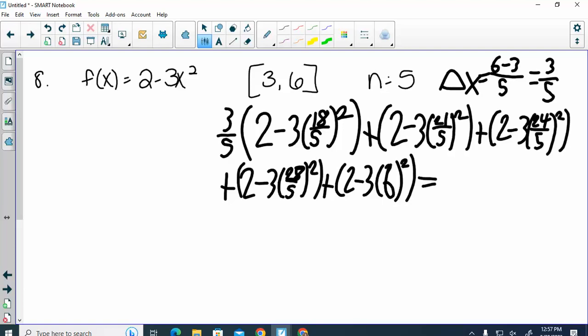Do you guys know why he started with the 18 over 5? If we're starting at 3, we're going to go up by 3/5. So you could do decimal or fraction. This is 18 over 5. So 3 is what you would use if I asked for the left. 18 over 5 is where you start if we ask for the right.